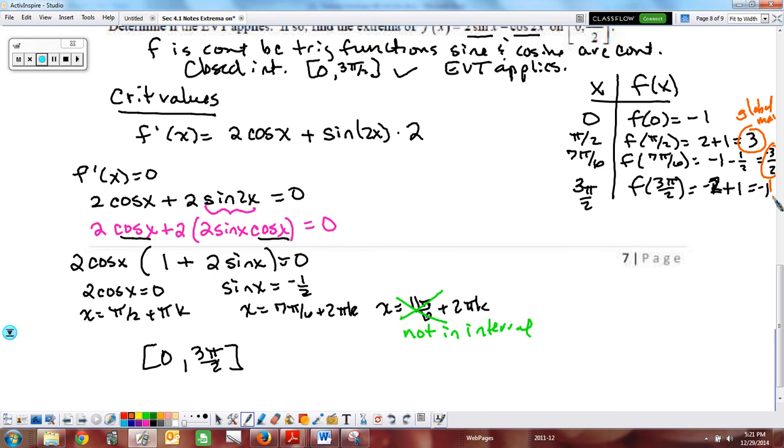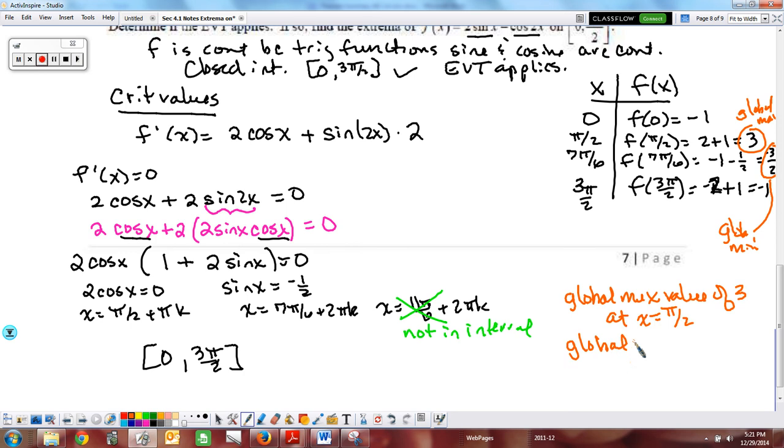So we would say we have a global max value of 3 at x equal to pi over 2. And we have a global min value of negative 3/2 at x equal to 7 pi over 6. And then we're done with that problem.